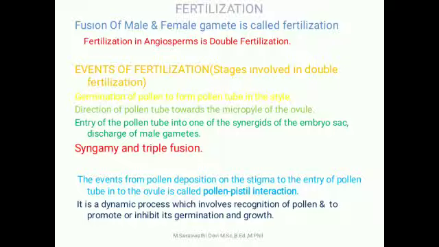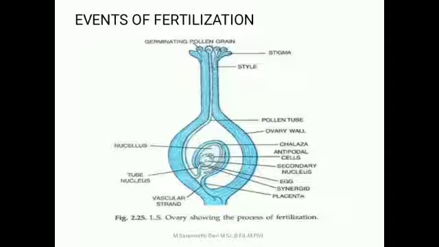The events from the deposition of pollen on the stigma to the entry of the pollen tube into the ovule are called pollen-pistil interaction, because here recognition of the pollen takes place, and it promotes or inhibits its germination and growth. The picture given here shows the events of fertilization in the ovary.